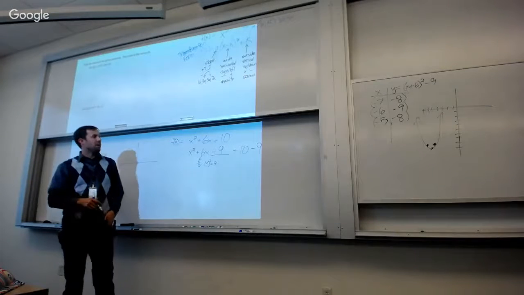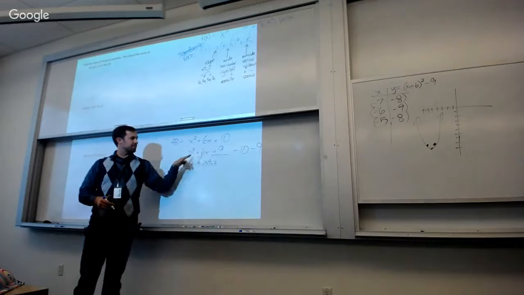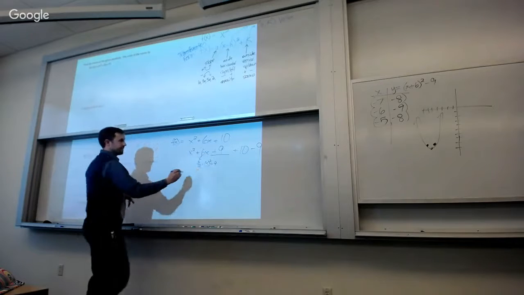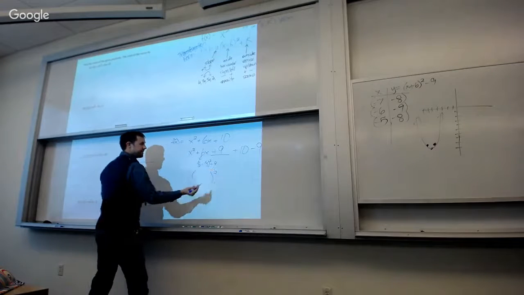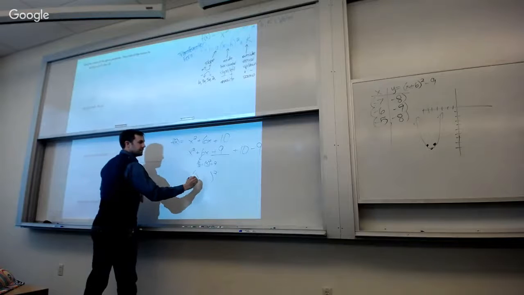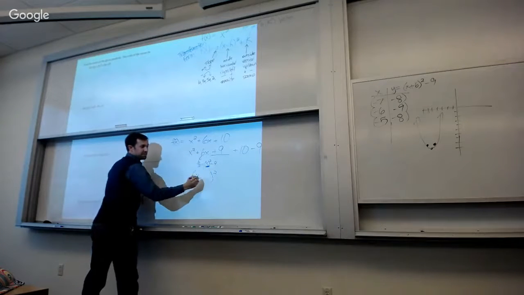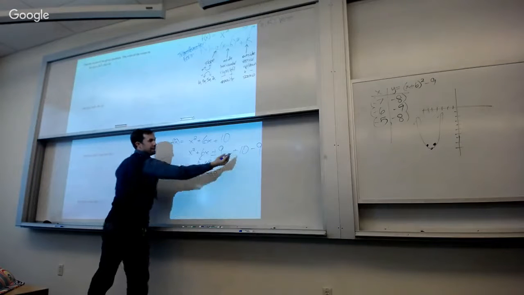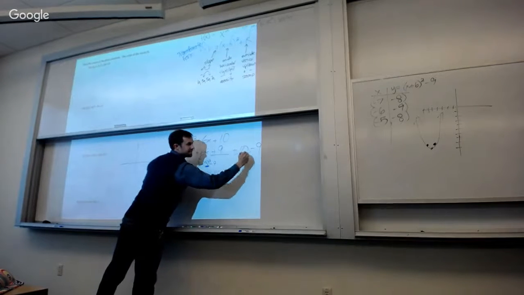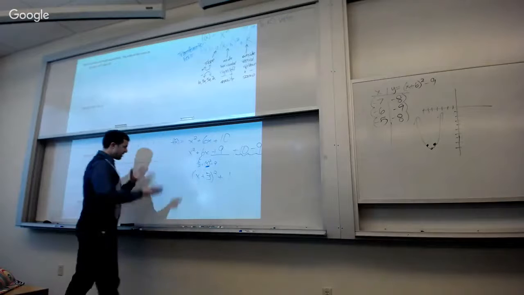Okay, so how can I rewrite x squared plus 6x plus 9? That's really x minus... no, not minus. Oh, plus 3. Yeah, plus 3. That's the number right there. x plus 3 squared. And then what's this part now? 10 minus 9? 1.